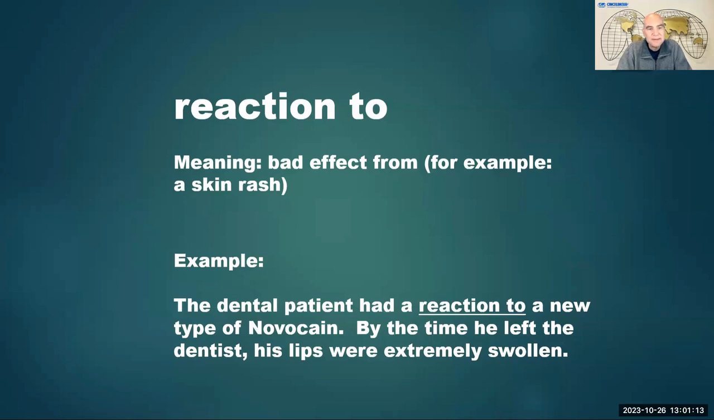Example here. The dental patient had a reaction to a new type of Novocaine. By the time he left the dentist, his lips were extremely swollen. Swollen means inflamed. Again, the dental patient had a reaction to a new type of Novocaine. By the time he left the dentist, his lips were extremely swollen or inflamed. Okay, reaction to, bad effect from something.